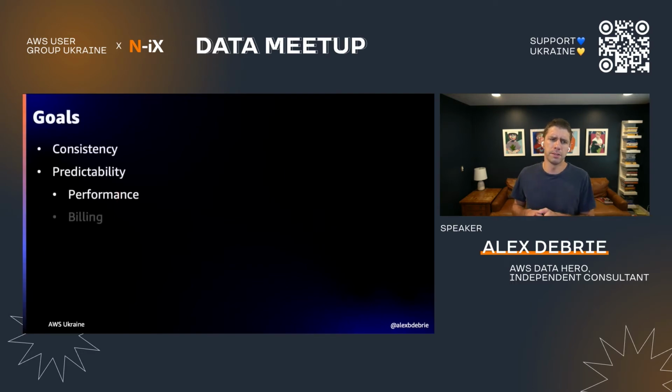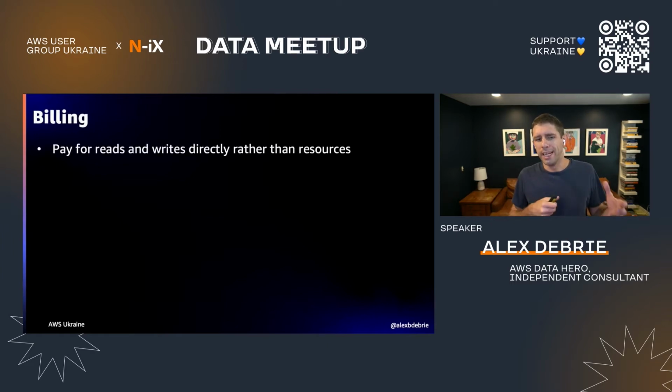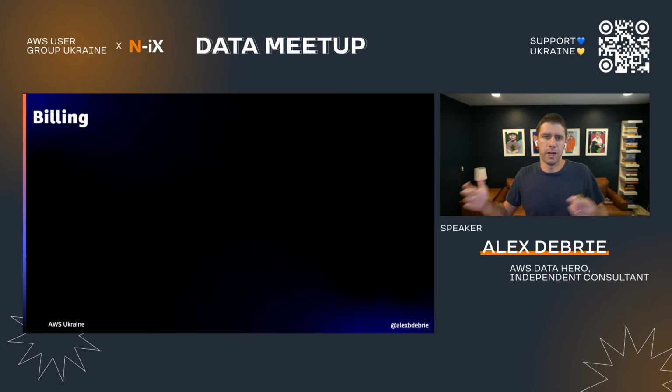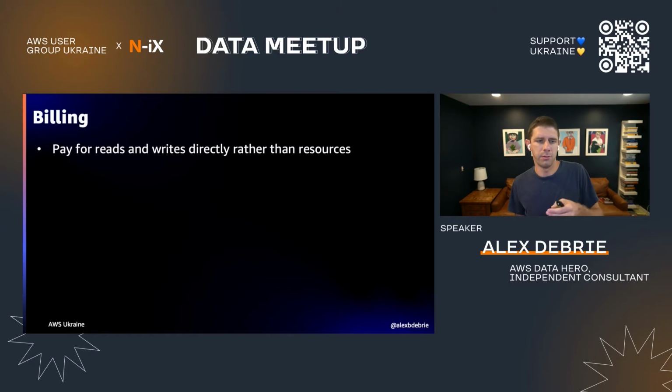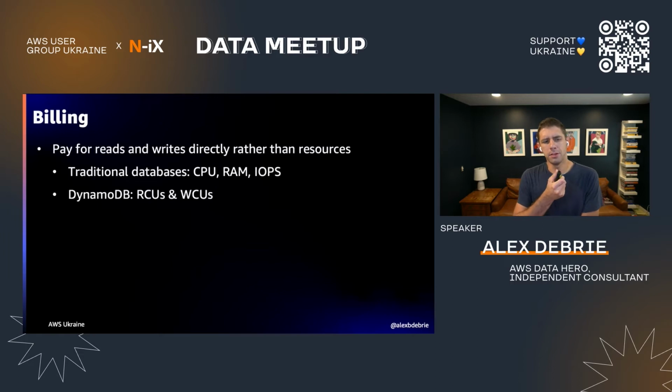So it's partly around performance, but it's also predictability around billing. And I think Dynamo has an interesting billing model. With traditional databases, you're going to pay for resources rather than something else. With Dynamo, you're going to pay for reads and writes directly rather than resources. And this is really interesting, right? With relational databases, you pay for CPU, for RAM, for disk, network, whatever it is. But Dynamo is saying, hey, you just pay us for what are called read capacity units. That's saying, hey, you can read 4 kilobytes of data, or write capacity units. You can write 1 kilobyte of data.